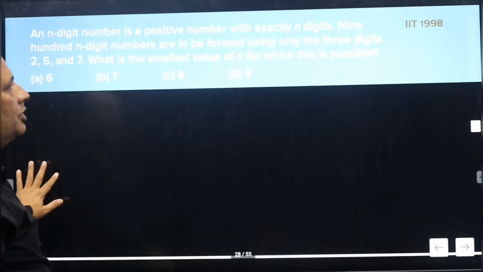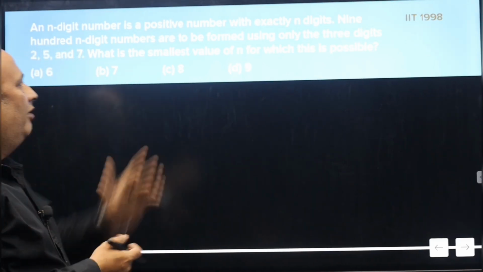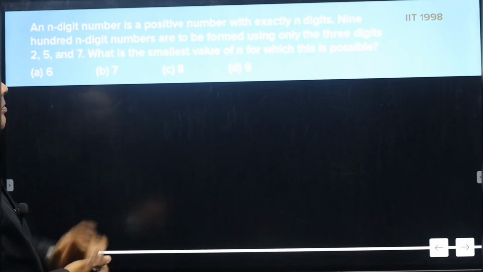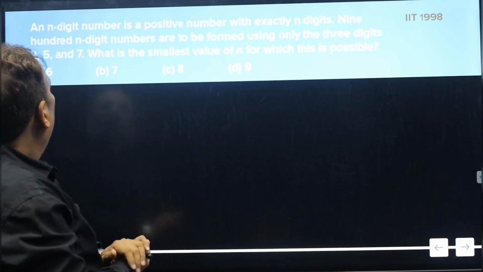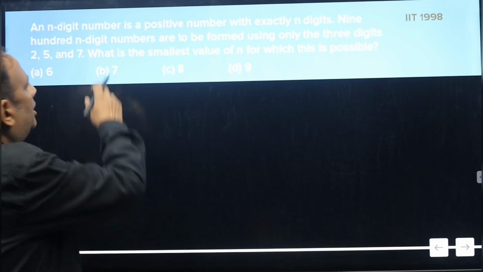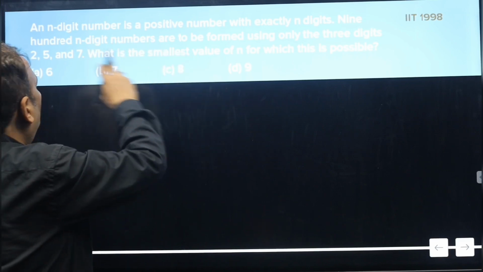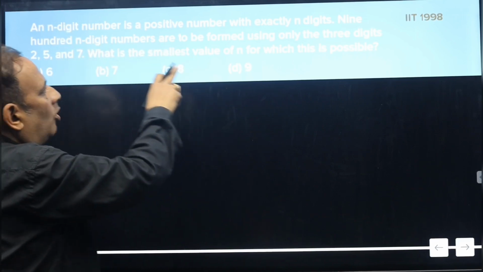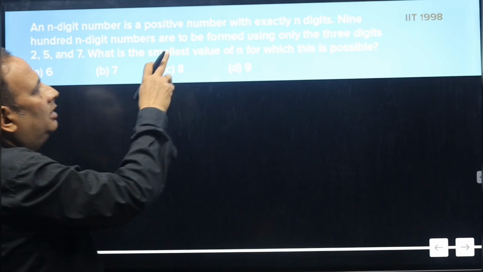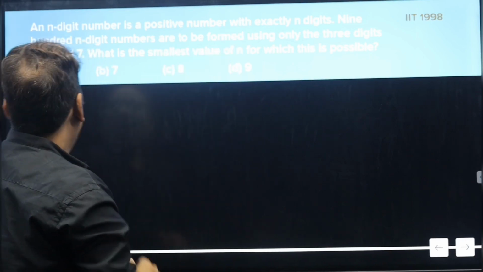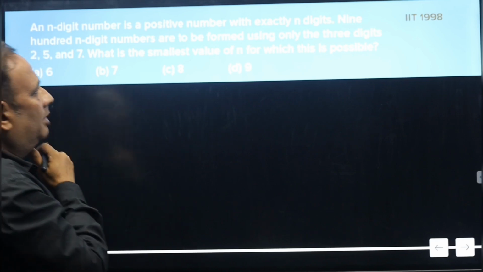We'll take one more interesting question, from IIT JEE, which belongs to the fundamental multiplication rule. Have a try. An n-digit number is a positive number with exactly n digits. 900 distinct n-digit numbers are to be formed using only the three digits 2, 5 and 7. What is the smallest value of n for which this is possible?